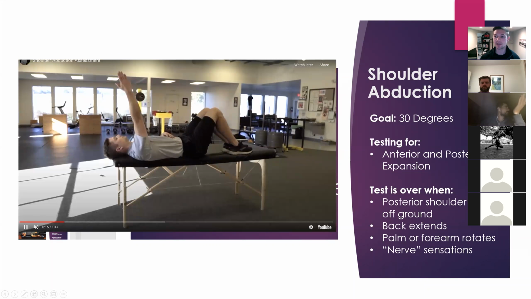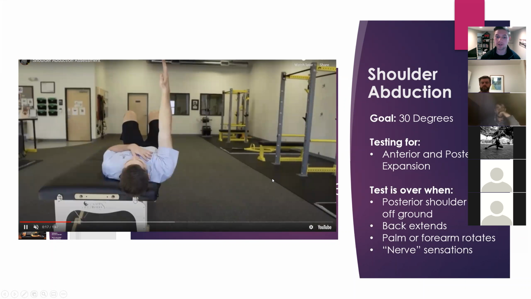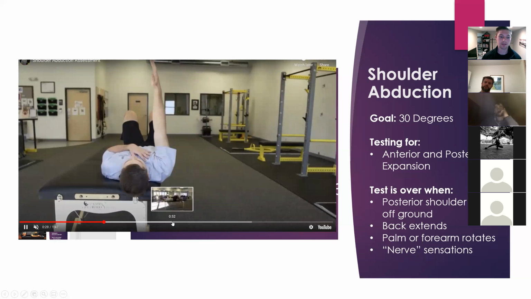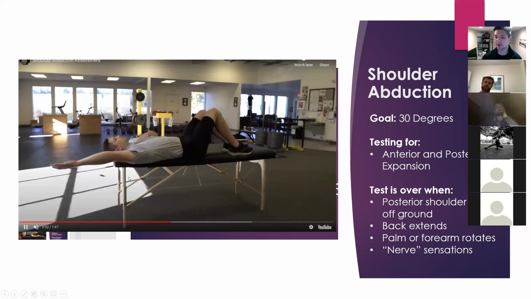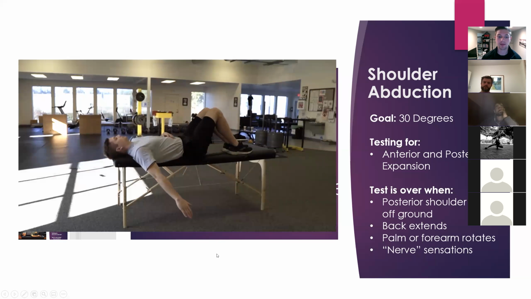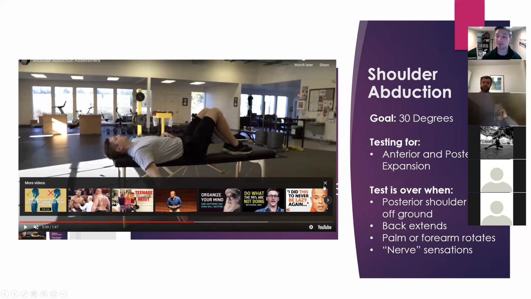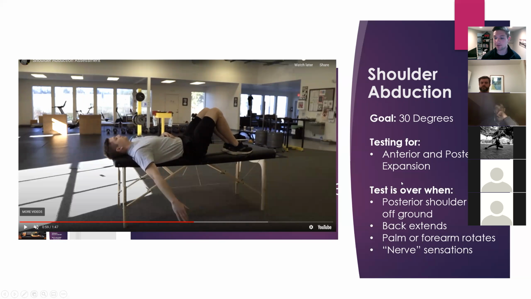You know that this test is going to be over when you see that they either get some sort of posterior shoulder pushing forward, you might see their back extend, or their palm or forearm rotates. So let's see if I can find one where I do that. They also might go too high or they might go too low. You rarely see that, but I wanted to include it anyway. That's what I'm talking about. If you see their palm go down, it allows them to get more range of motion, but it's also a cheat.